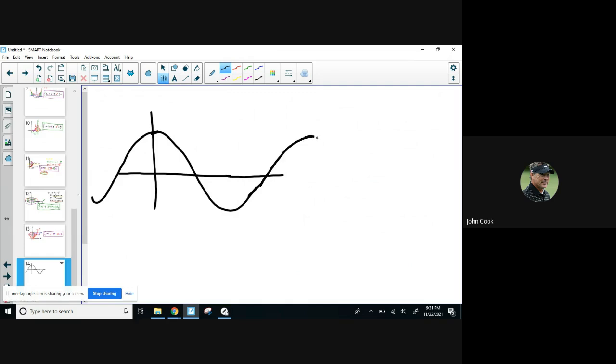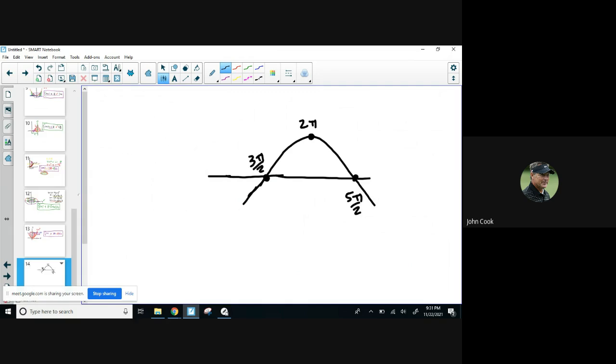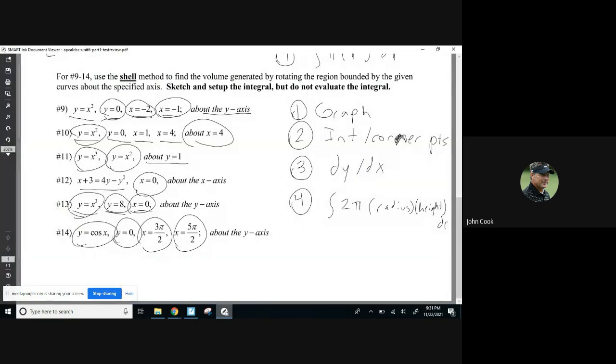Let me just draw my little cosine curve. There we go. At 0, it's here, and then that's at pi halves. That's at pi. That's at 3 pi halves. Then that's at 2 pi. That's at 5 pi halves. You could find that graph also by using your calculator. There's the graph. Maybe I'll keep the y-axis. And then we're cutting it off at those two values, and then y equals 0.